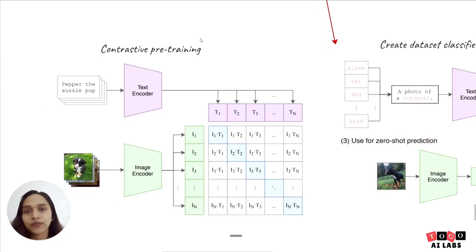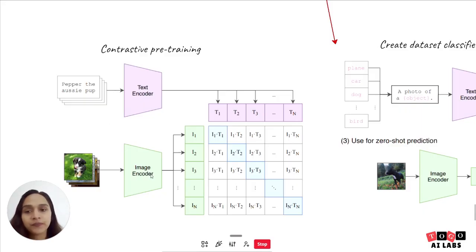Here you can see we have the image of a dog, and we have the caption, "Pepper the Aussie pup." There are different images and there are many captions. These captions are fed into the text encoder and the images are fed into the image encoder, and they are converted into text tokens and image tokens. This is not an n-dimensional vector. Instead, the first caption corresponds to the token T1, the second caption represents the token T2, the third one T3, and the nth caption represents token Tn.